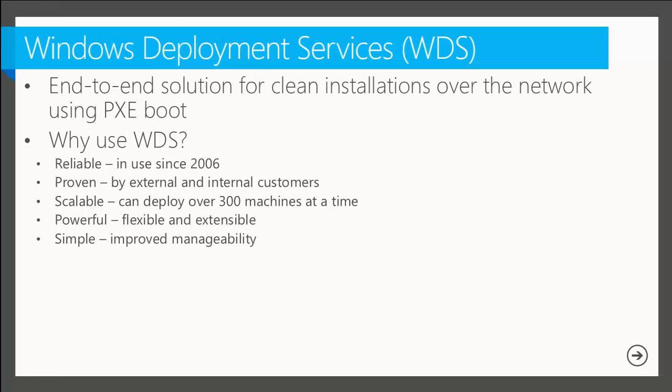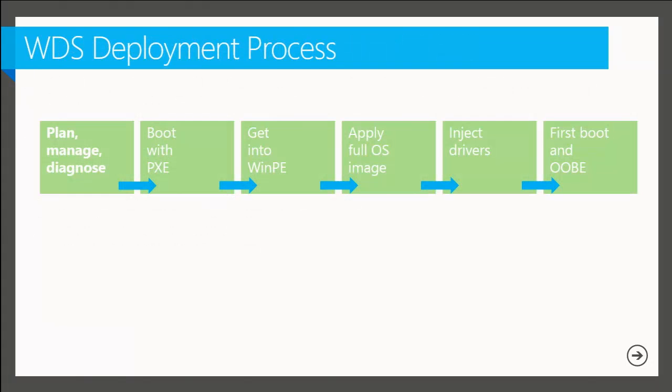So why use Windows Deployment Services? It has been around for quite a long time, since 2006, so it's a very mature service that we provide. And it can scale to around 300 machines. We have a good article on TechNet saying that Windows Deployment Services can handle 300. But I've seen customers work with more than 1,000 machines at a time. So it's a very powerful thing to use.